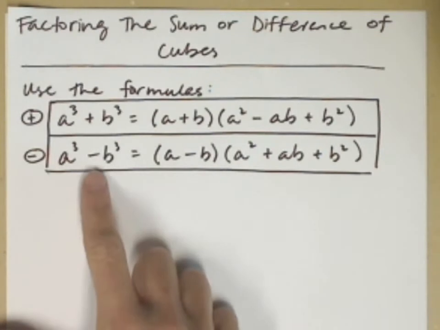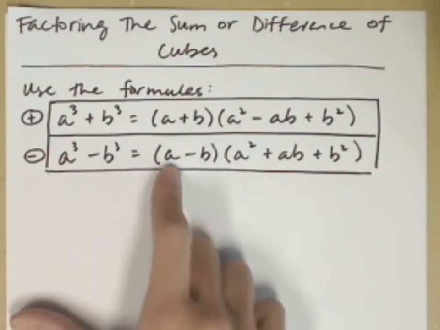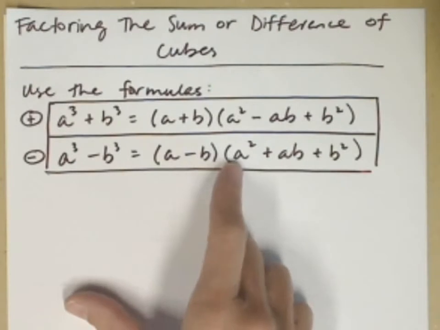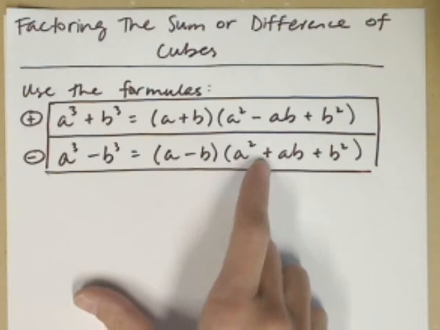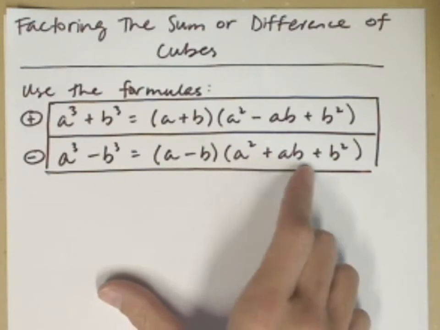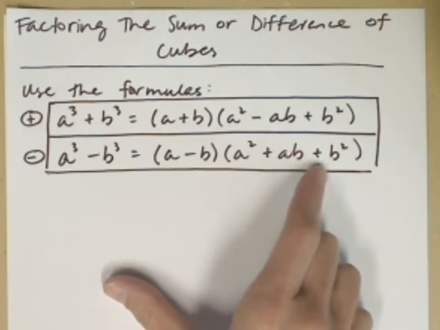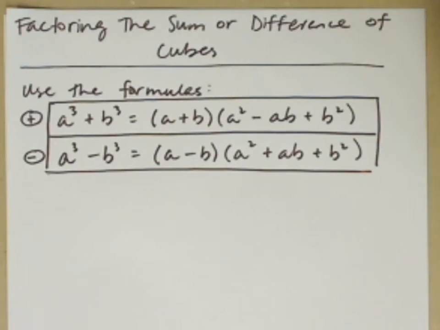Second one's very similar. For the difference of cubes, you start with the difference, a minus b. The next term's the same, a squared, and then notice how those signs alternate again. You've got minus here and plus here, then the product of a times b, and that same last term of b squared.